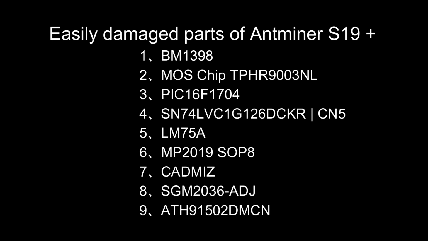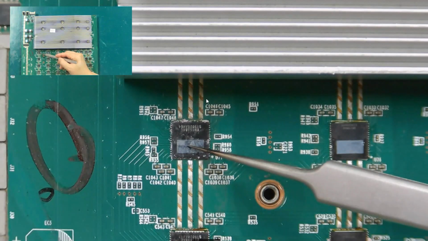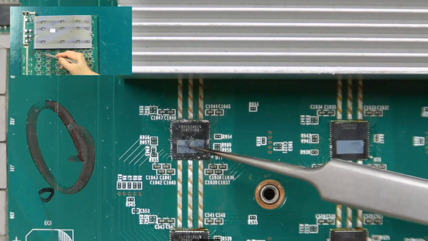Hello everyone. Today we will introduce the main easily damaged parts on the hash board of Antminer S19 Plus. The first chip is an ASIC chip, BM1398. If this chip is damaged, the hash board will have low or zero hash rate.